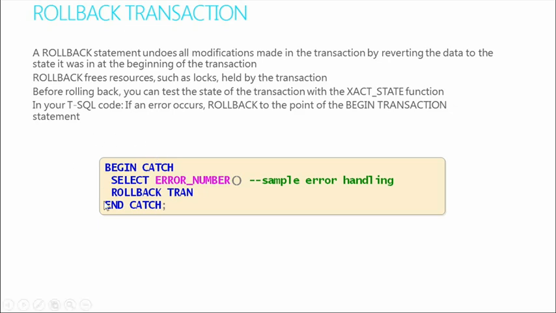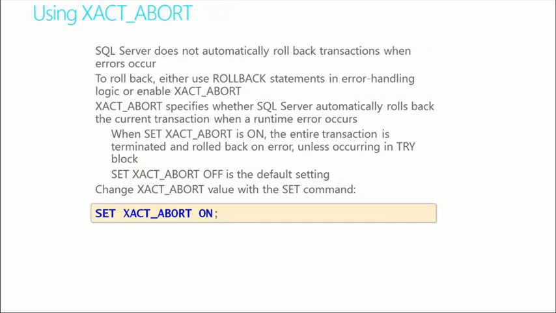So if that error occurs, we're going to roll back that transaction, and we'll have to retry that transaction to see if we can get that transaction to be successful. So we'll just come back around and try that transaction again.